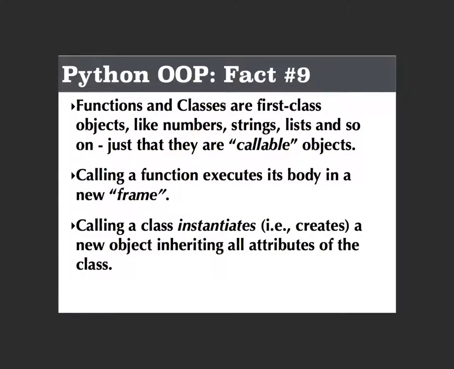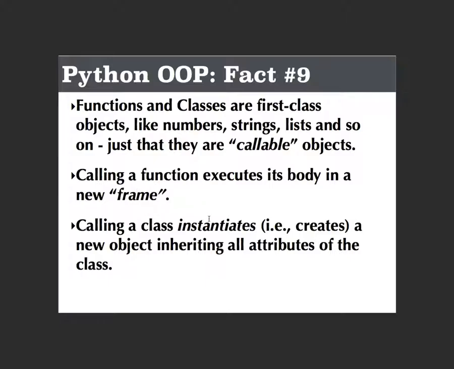Functions or classes are first class objects like numbers, strings, lists, and so on, just that they are callable objects. Calling a function executes its body in a new frame. Right? Whenever you call a function, a frame object is created dynamically. We call them a stack frame in other languages. We call them frame object in Python, and the function's body is executed in that frame. The frame object will represent all the local variables and local definitions in that function, masking the global definitions.